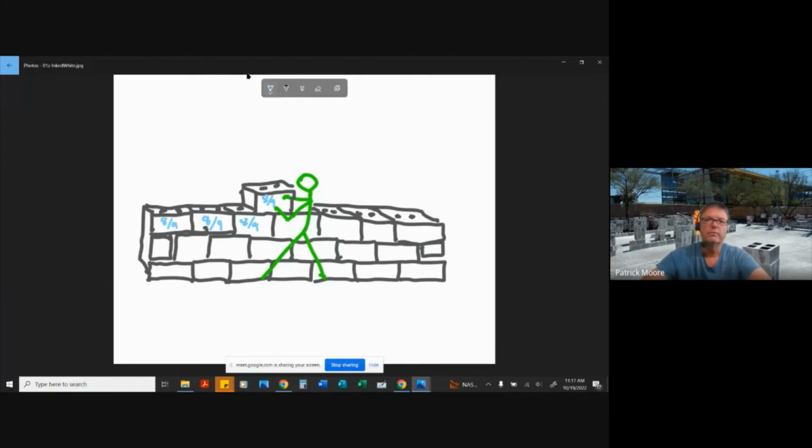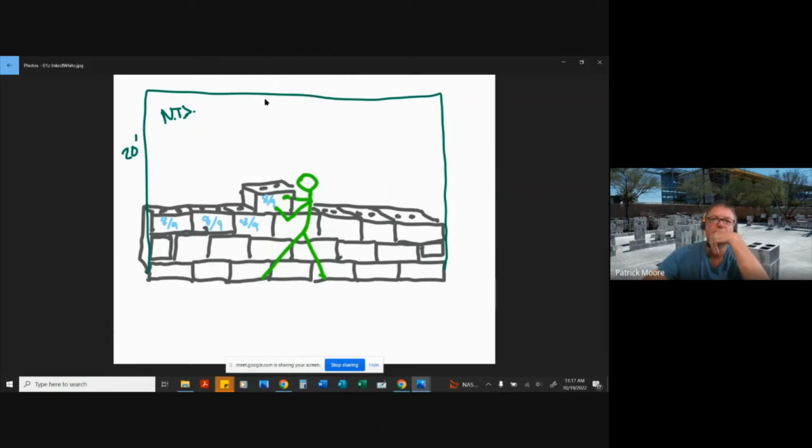Now, if the whole room, this isn't to scale, so we're going to say NTS, that means not to scale. Let's say it's 20 feet. And let's say this is 30 feet. How many square feet is going to be in this wall when it's finished?